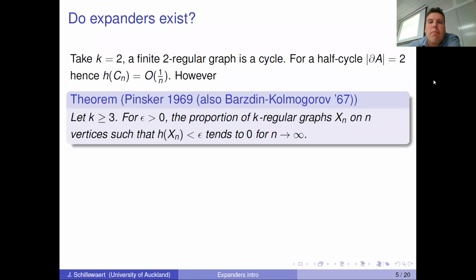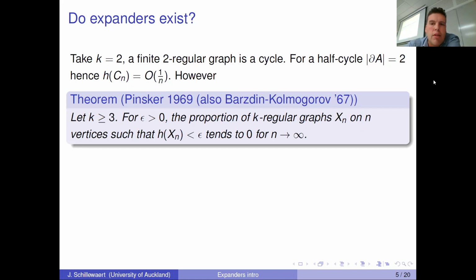But cycles are very bad from the point of view of expansion, because even if you take half of the cycle, so you take half of the vertices, there are still only 2 edges, namely from the boundary vertices to the continuation of the cycle.